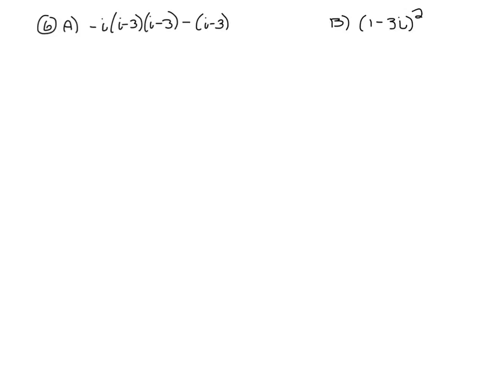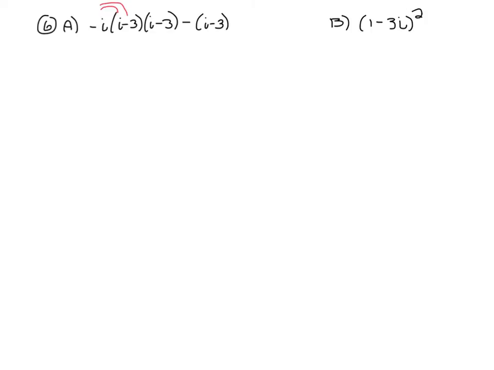Number 6 just asks us to perform the indicated operation and express your answer in a plus bi form. Okay, so we'll start with part A. You could start this a number of different ways, but I'm going to just first take the negative i and distribute it into the first parenthesis.